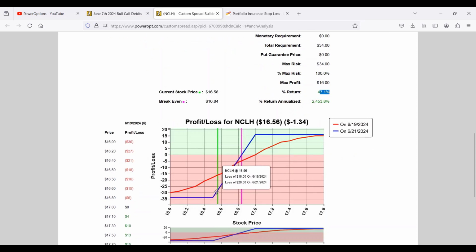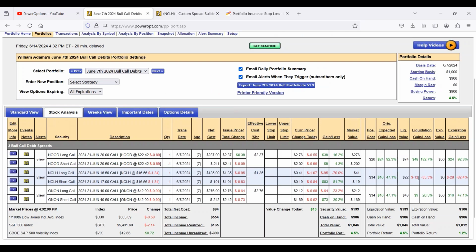But NCLH has dropped now to 16.56. So the liquidation value, if we close the position, we'd only get 22 cents back. We'd have a loss of 12 cents or 35%. And if we hold it to expiration and the stock remains the same price, we'd lose 82.4%.